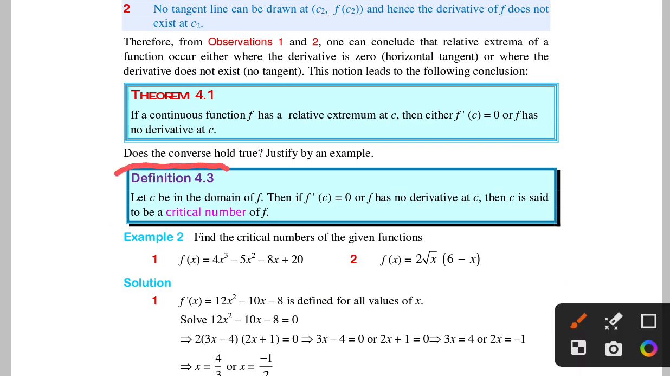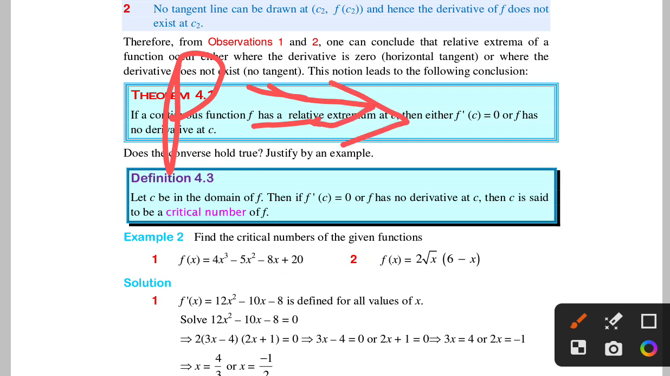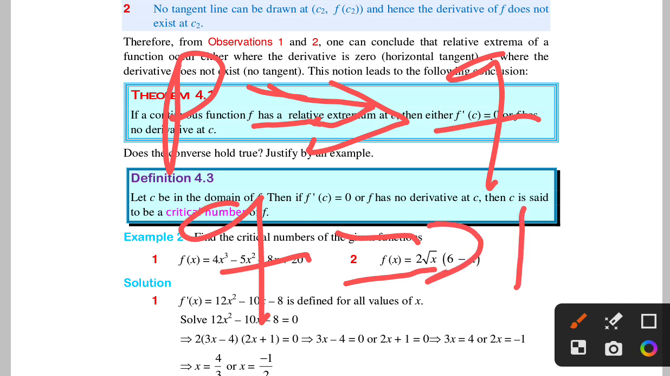Does the converse hold true? Justify with an example. Converse means, for example, if P implies Q, then the converse is Q implies P.